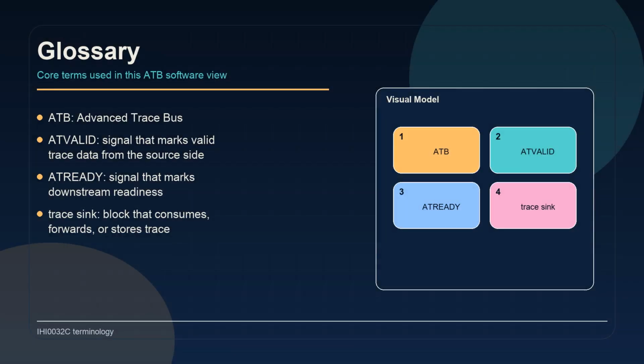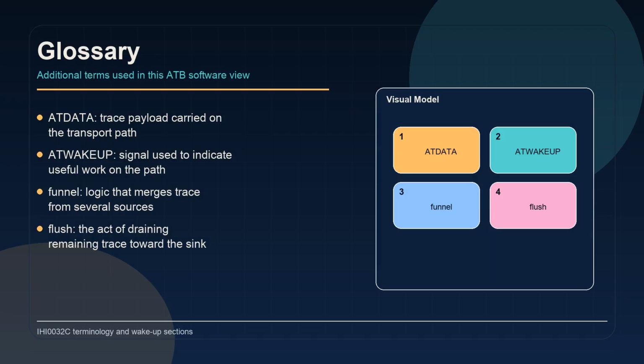ATB means Advanced Trace Bus. AT valid marks valid trace from the source side. AT ready marks downstream readiness. And a trace sink is the block that consumes, forwards, or stores the trace. AT data is the payload on the transport path. AT wake-up indicates useful work on that path. A funnel merges trace from several sources, and flush means draining the remaining trace toward the sink.